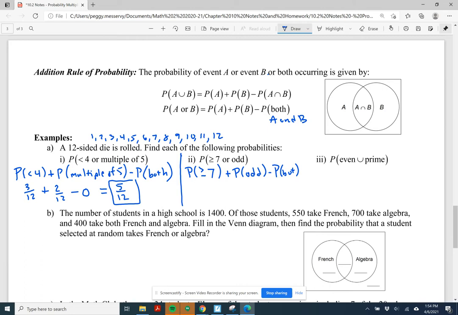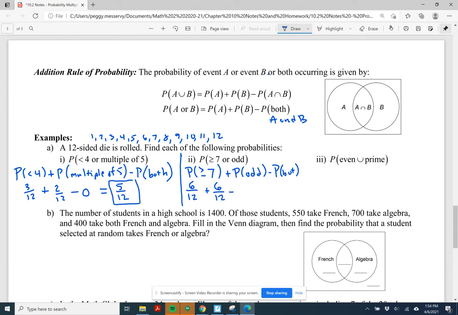So if you're greater than or equal to 7, you're either 7, 8, 9, 10, 11, or 12. That's half of my numbers, right? 2, 4, 6 of the 12. Yep. So that probability is 6/12, plus the probability that it's odd. Half of those numbers are odd, right? 1, 3, 5, 7, 9, 11. That's 6 of them. So there's another 6/12.